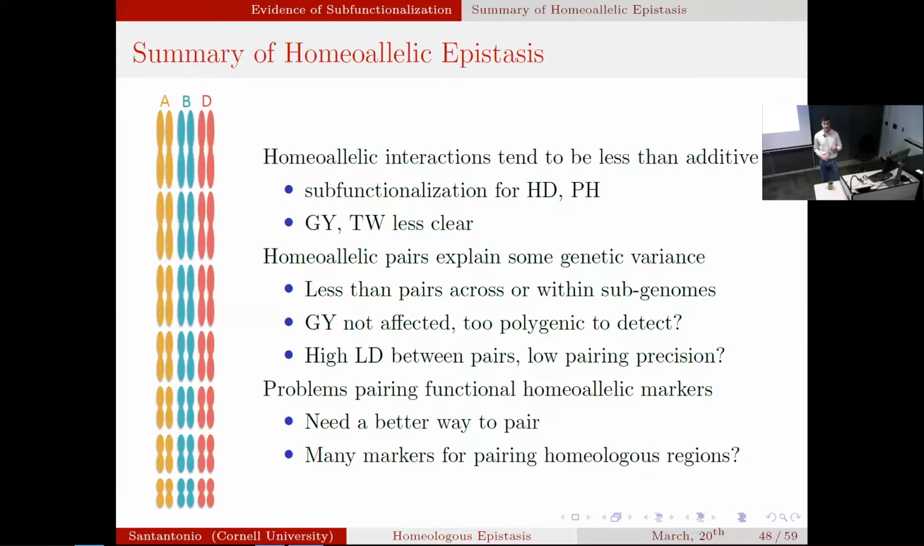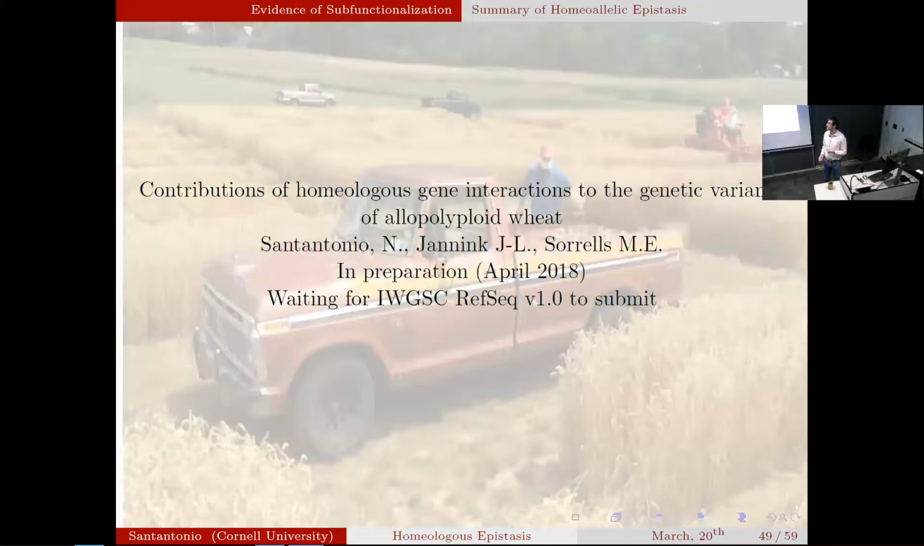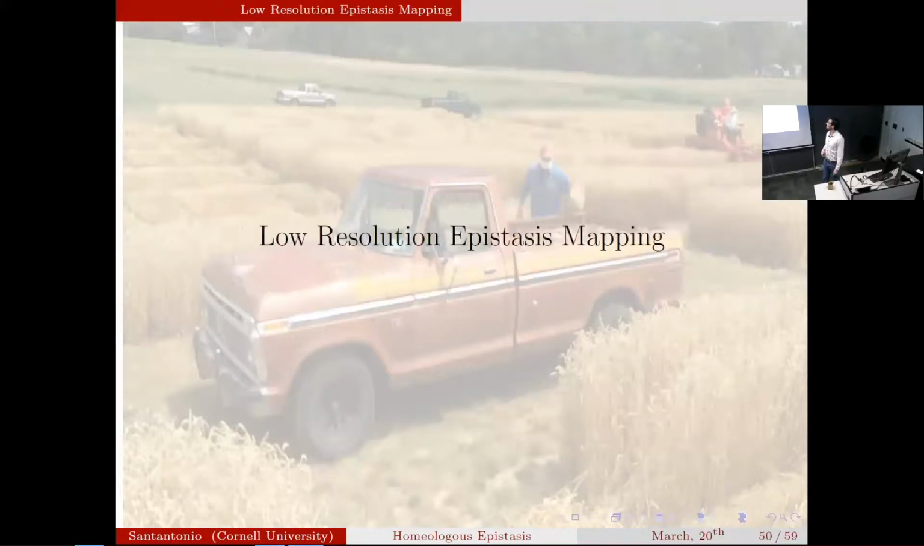And in my last 5 minutes, okay, this paper is essentially written. It needs to be tightened up a little bit, and we're waiting for the Wheat Genome Consortium to publish their paper so that we can publish ours. They've had the genome available for quite some time now, and they won't let anyone publish on it until they've published. So anyway, we're waiting for that.